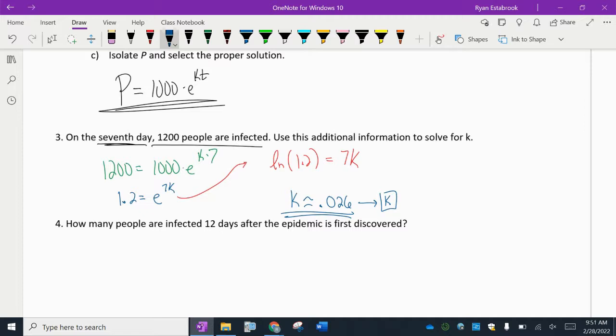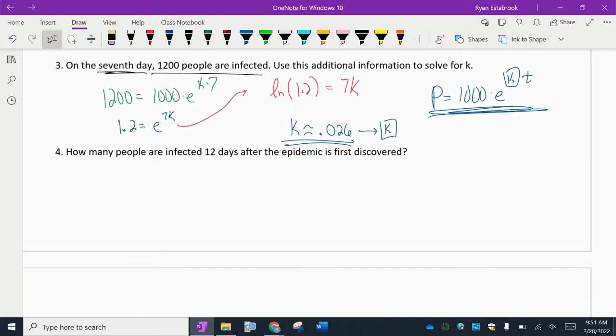Well, now I know that my equation P, the number of people that are infected, is equal to 1,000 because that was our initial condition, times e to the K, that about 0.026 number times T. I didn't put 0.026 there. It didn't actually say to write the equation. I think it's going to be helpful for this step number 4, but K is about 0.026, always round to 3 decimal places. Once you have question number 3 done with this equation, can you use that in number 4?